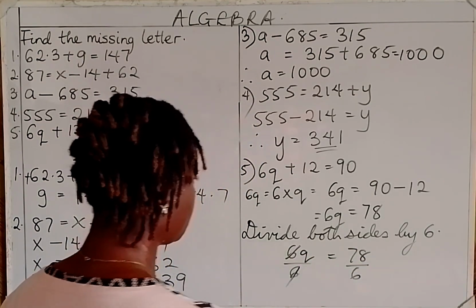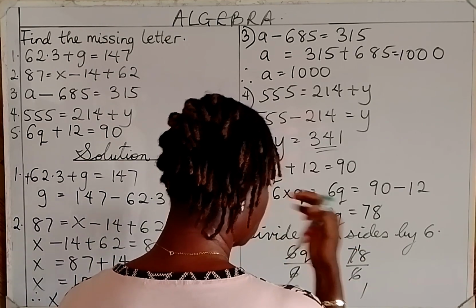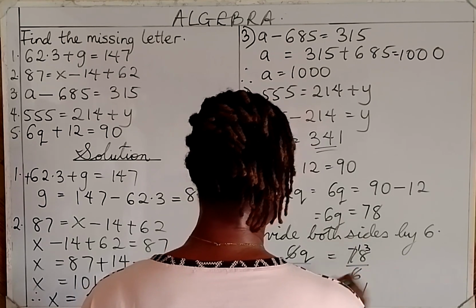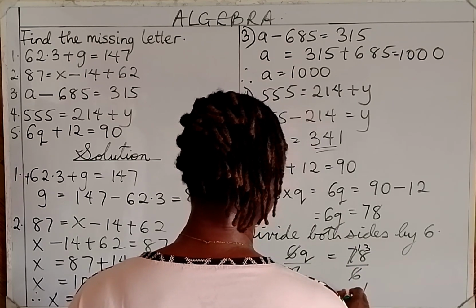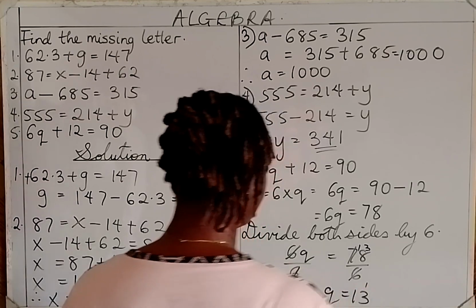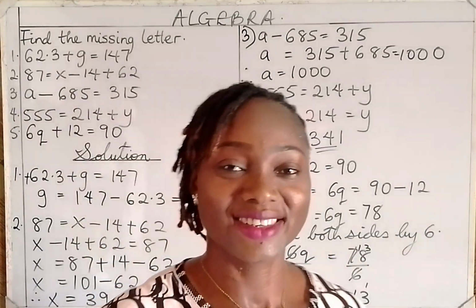6 cross out 6. 6 here 1. 6 in 7 is what? 1. Remember 1. 6 in 18 is 3. So therefore our q equals 13. Right? And that's our final answer.